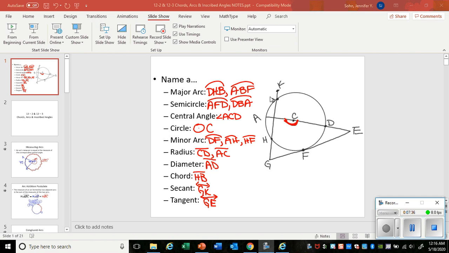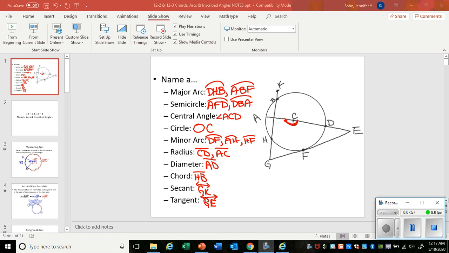So you have this and this, right? Secant is from the chord when it extends further. And then tangent is outside of the circle but has to touch the circle. It has to be a line. So chord, secant, and tangent, they're all lines. And then chord is a line segment.